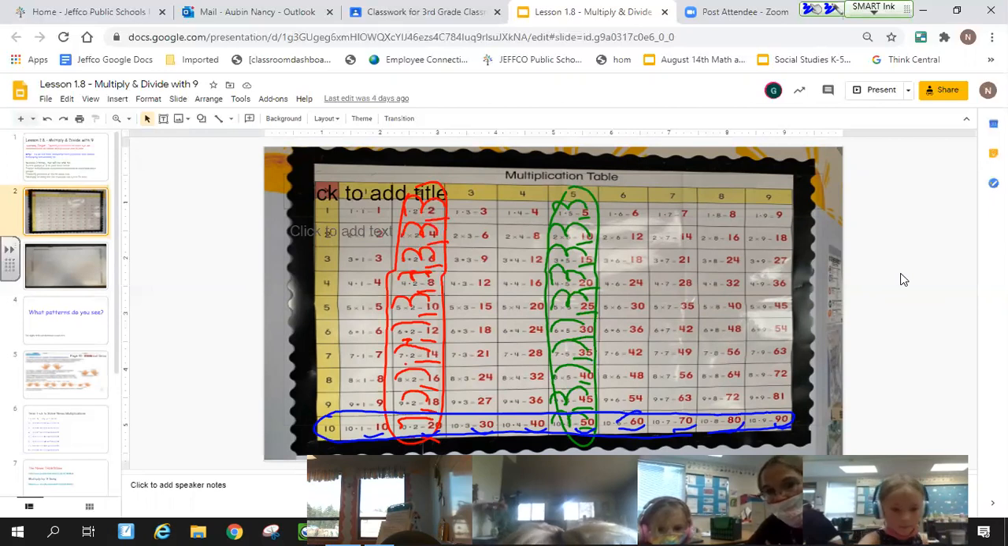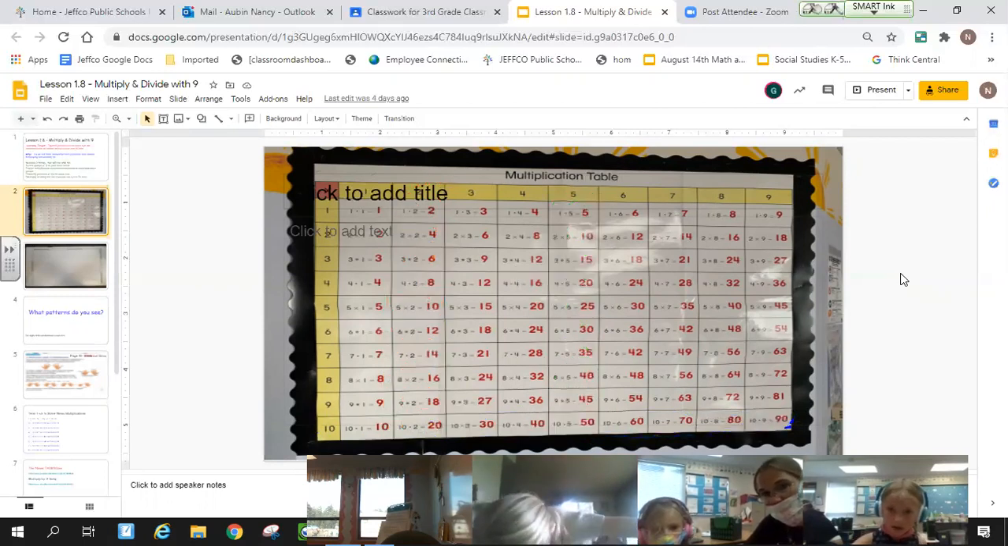What about 60 divided by 6? 10. What about 40 divided by 4? 30 divided by 10? 3. Gotcha on that one. 30 divided by 10 would be 3. How about 20 divided by 10? 2. Nicely done.